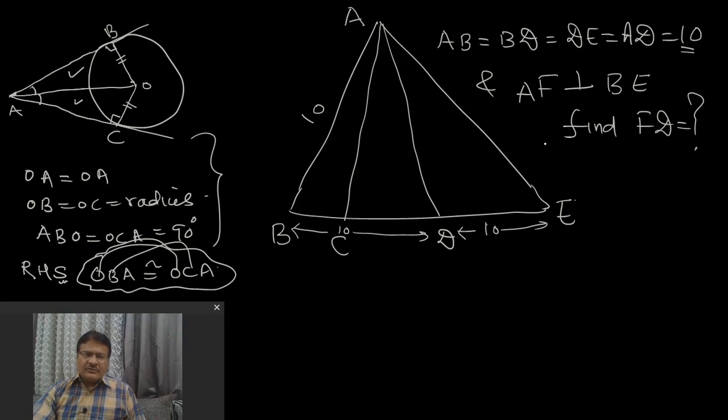AF is perpendicular to BE. Suppose I draw a perpendicular from here, then this is my perpendicular AF. Fine. This is perpendicular to BE. Now what is asked? FD. This length has to be determined. I am supposing this length is X, that I need to calculate.